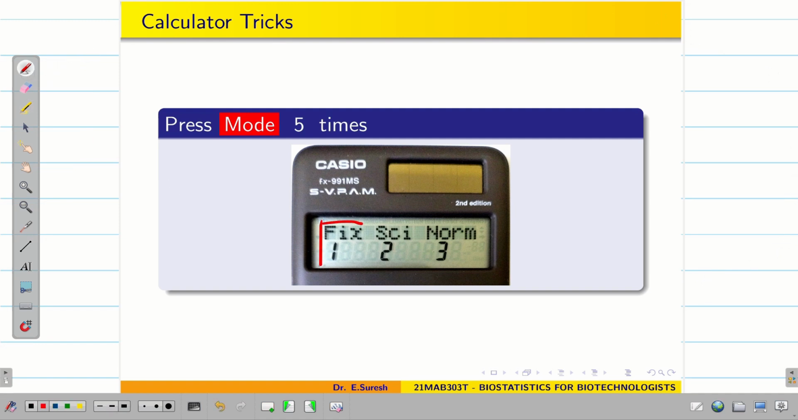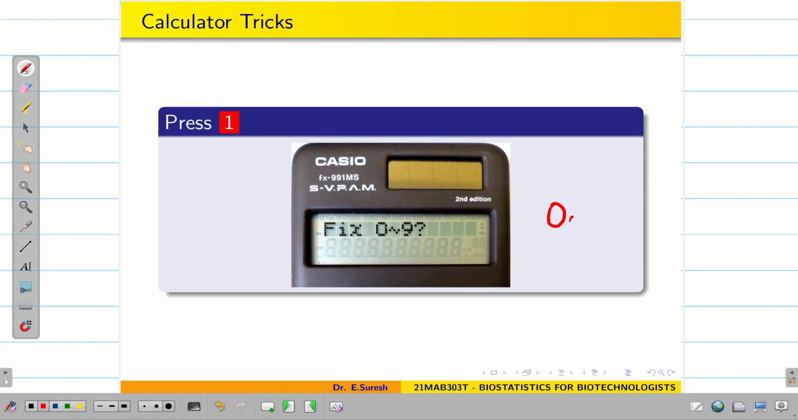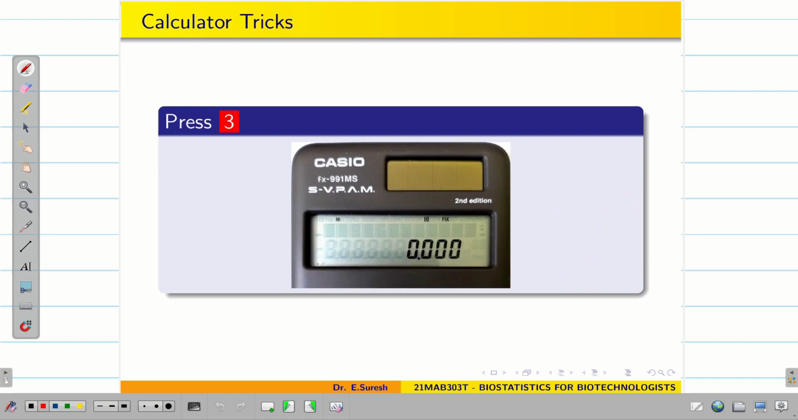Now this is my aim. I want to fix my decimal. So just press 1. When you press 1, it will ask fix 0 to 9. Now I want to fix 3 decimals. So let me press 3. Then you can see the display like this, 0.000. That means your decimal is fixed.